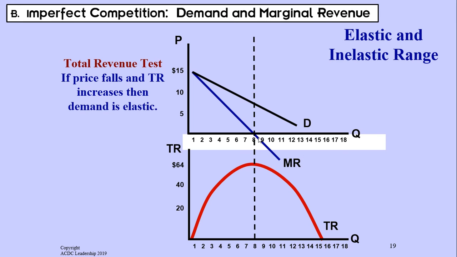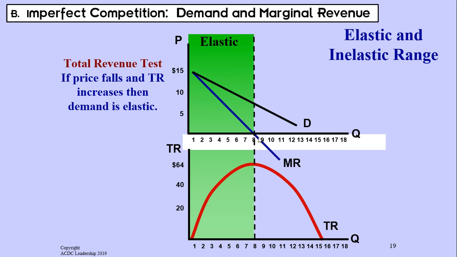All right. So again, this is the same concept of the total revenue test that we talked about several weeks ago. If the price is falling and the total revenue is increasing, then the demand is elastic. So here, at this portion from 0 units to 8 units, at that level of output, my total revenue is increasing. So that means that this portion of the demand curve that coincides with that, that's the elastic portion. All of that is the elastic portion of the demand curve.